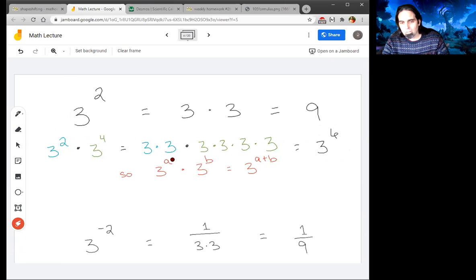Can you see with my colors why I would add them? I have 2 and I have 4, and that makes 6 of them. Yes.